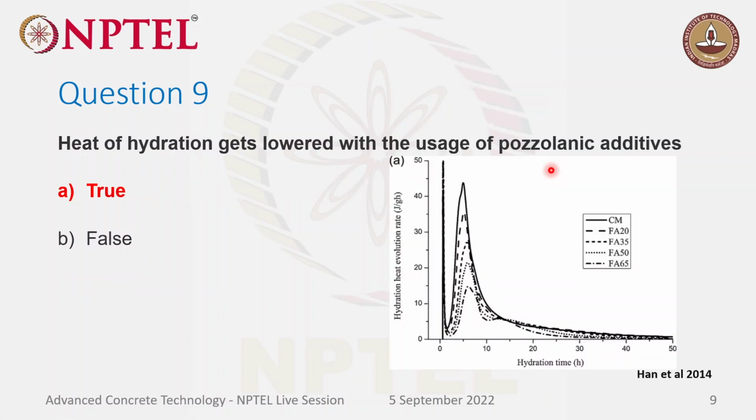Okay. So, this particular graph shows the heat of hydration evolution with fly ash addition. So, this black solid line is the heat of hydration for cement paste, and then the dotted lines indicate the heat of hydration for cement with 20% fly ash addition, and then 35%, 50%, 65%. And we can see that by increasing the substitution of fly ash, there is a decrease in the rate of heat evolution. Which indicates that using pozzolanic additives will lower the heat of hydration.